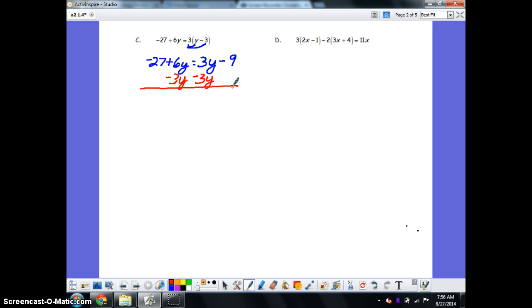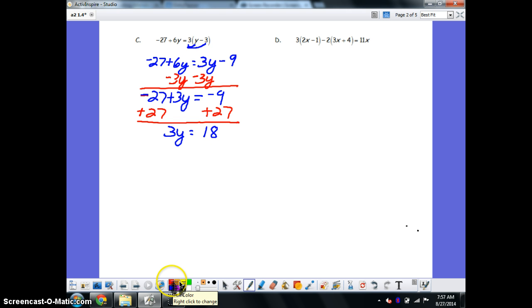So, using that subtraction property of equality, we're left with negative 27 plus 3y, since 6y and negative 3y is positive 3y, is equal to negative 9. Now, we have both addition and subtraction involved with the variables, so we take care of the addition first by adding the opposite of negative 27 to both sides. So we're going to add 27 to both sides so that they cancel out. So we are left with 3y is equal to 18.